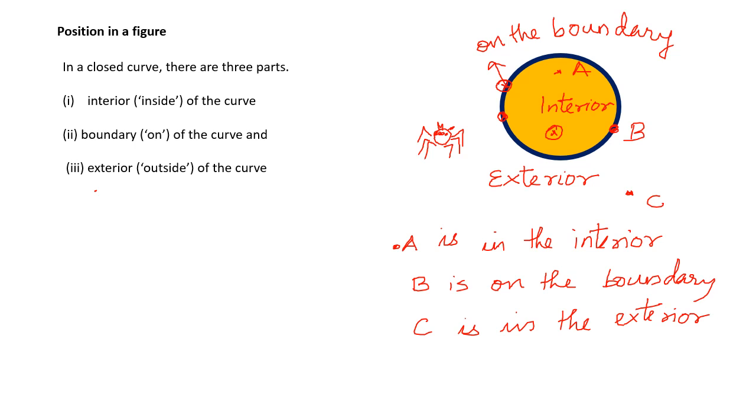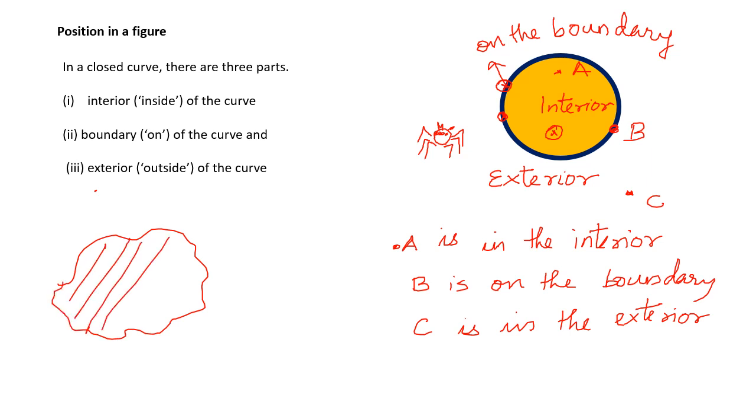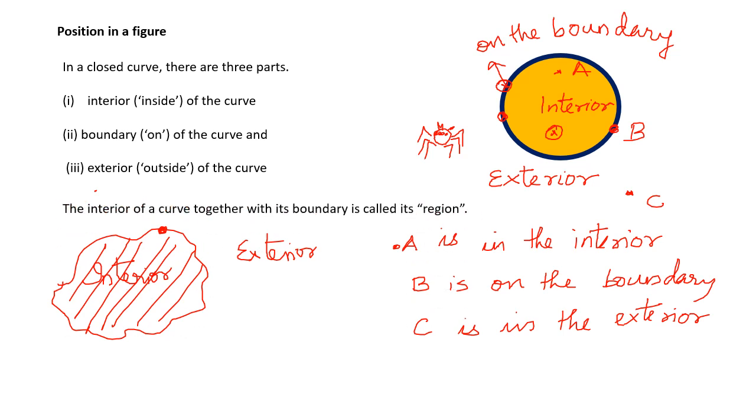Now if I give a rough figure like this, then this part is known as the interior. This becomes the interior. Whatever is outside, this is the exterior. And if it comes on the boundary, on this line, then we call it as on the boundary. Okay, or on the figure, on the curve. Clear? So this is about position. It can be inside, outside, or on it. That's all.